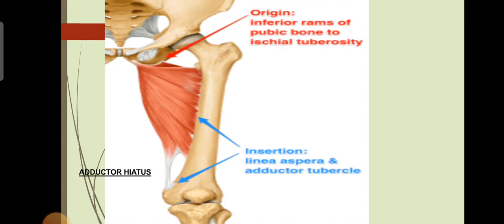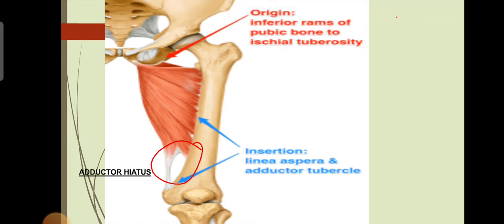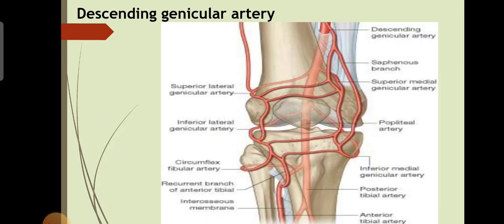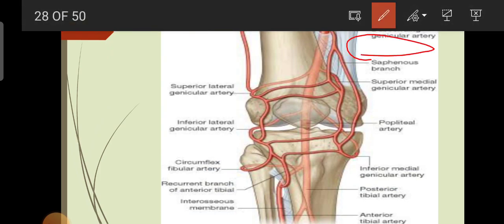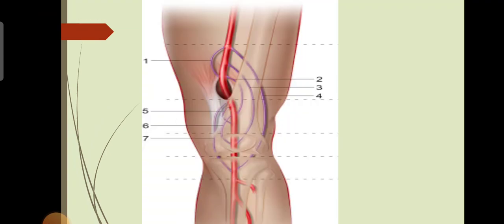So this is the adductor hiatus, which is an opening in the adductor magnus muscle through which the femoral artery passes and enters at the back of the knee, and now here it is termed the popliteal artery. Then this is the descending genicular artery, which is a deep branch of the femoral artery which participates in the anastomosis around the knee joint. So this is the formation of the popliteal artery when the femoral artery passes through the adductor hiatus and reaches the back of the knee, and now its name changes to the popliteal artery.